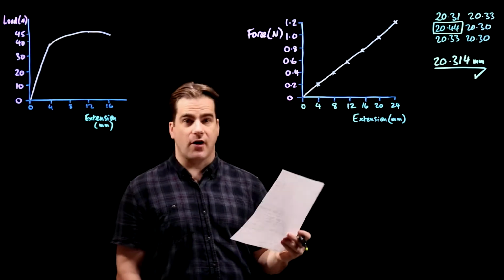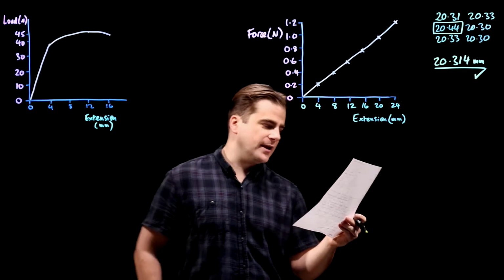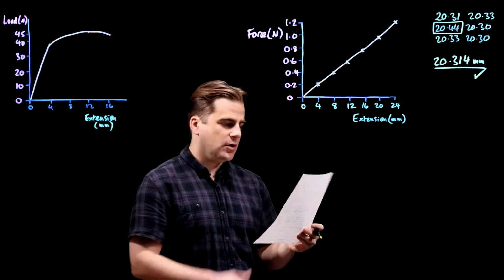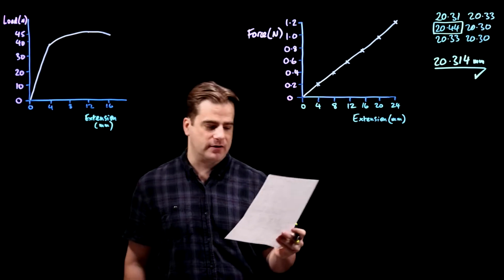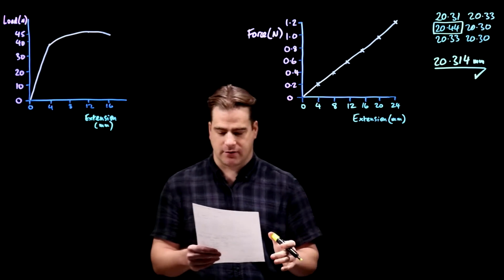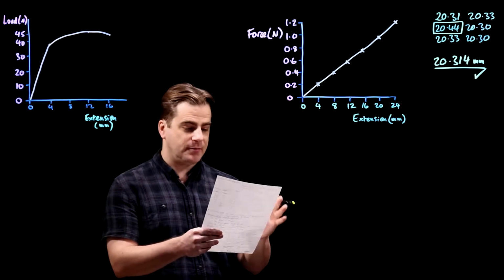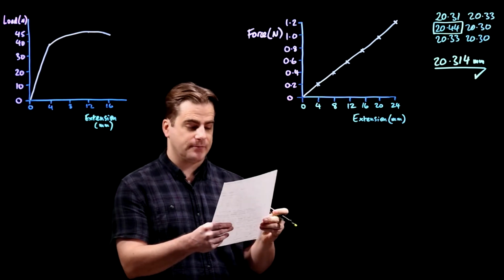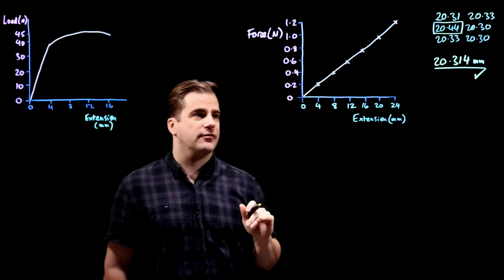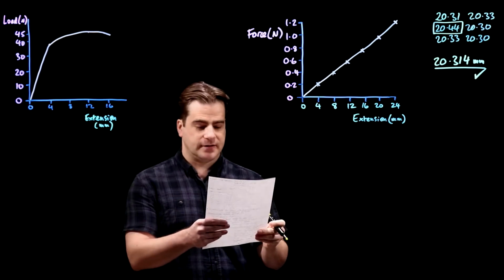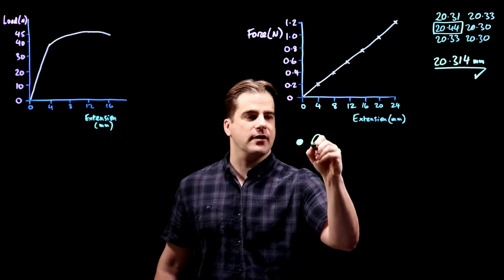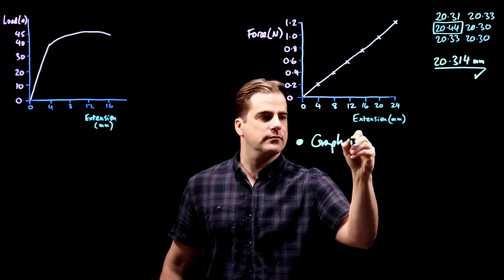Right. Next bit, the student writes, the extension of the spring is directly proportional to the weight stretching the spring. Okay? Comment on the student's conclusion. 3 marks. Right. So how do we get 3 marks out of this? Well, he said the extension of the spring is directly proportional to the weight stretching the spring. Okay. Is that a reasonable thing to say from this graph? Right. The first thing I'd say is that this graph is straight. It's a straight line.